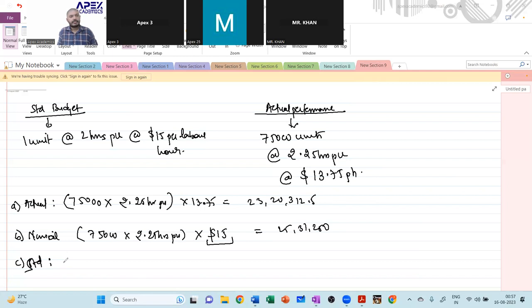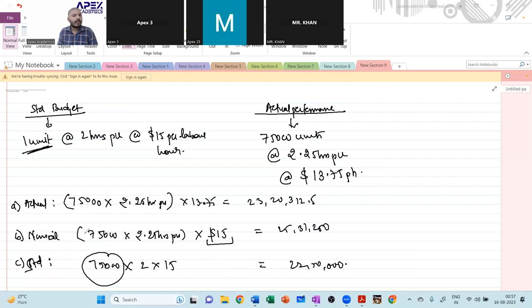Now do standard. Actual 75,000 units, correct, into 2 into 15. Everything standard. Perfect answer. 75,000 into 2 into 15. What is this? 22.5 lakh. Got it? Now why did you take 75,000?